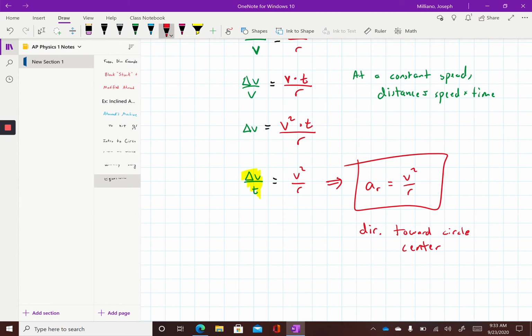All right, so there's our derivation of that equation. Nice geometry principles at play.